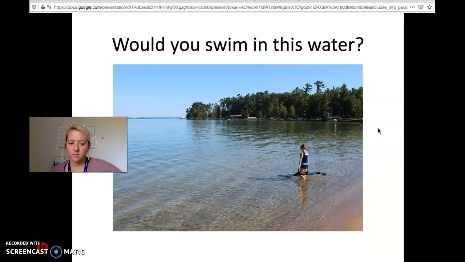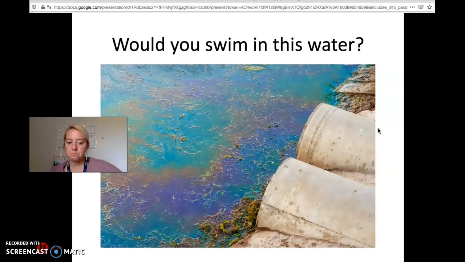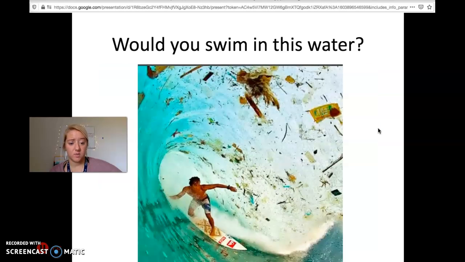What about this one? Would you swim in this water? Or how about this one? Would you swim in this water? Alright, and here's my last one. Would you swim in this water? What do you think? That guy's doing it. Would you do it?